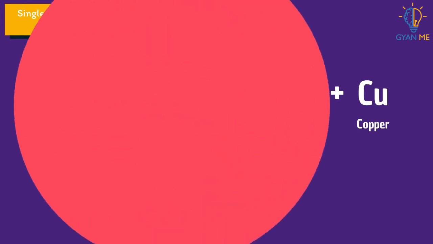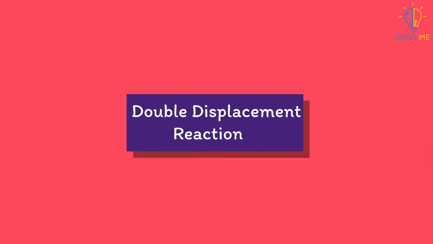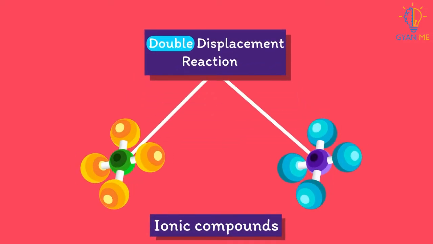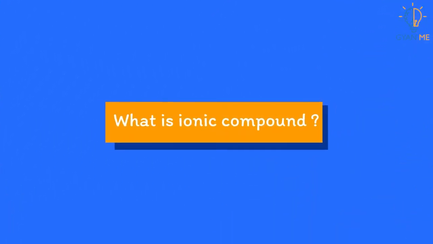Now, let us understand double displacement reaction. Can you tell me how many compounds you require here? Yes, you got it right. As the name suggests, two ionic compounds are involved in this type of reaction. Let us first refresh ourselves on what an ionic compound is.